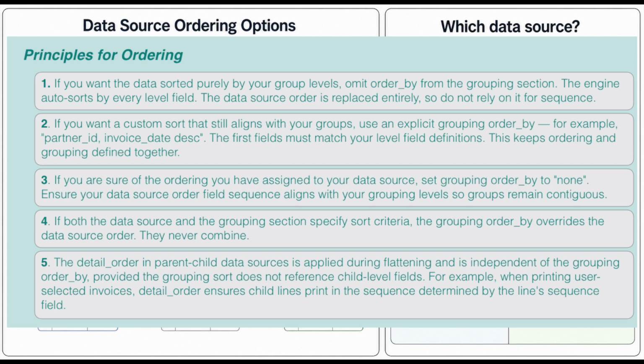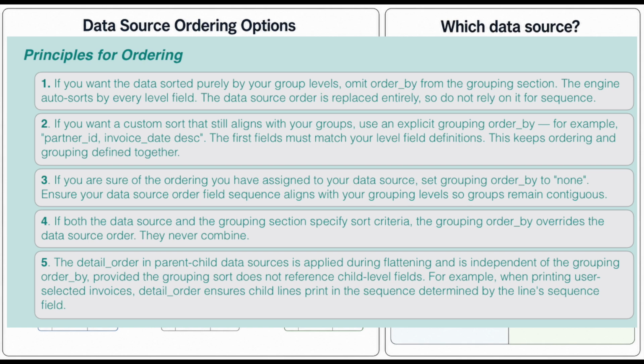If you are sure of the ordering you have assigned to your data source, set grouping order by to none. Ensure your data source order field sequence aligns with your grouping levels so groups remain contiguous. If both the data source and the grouping section specify sort criteria, the grouping order by overrides the data source order. They never combine. The detail order in parent-child data sources is applied during flattening and is independent of the grouping order by, provided the grouping sort does not reference child-level fields.